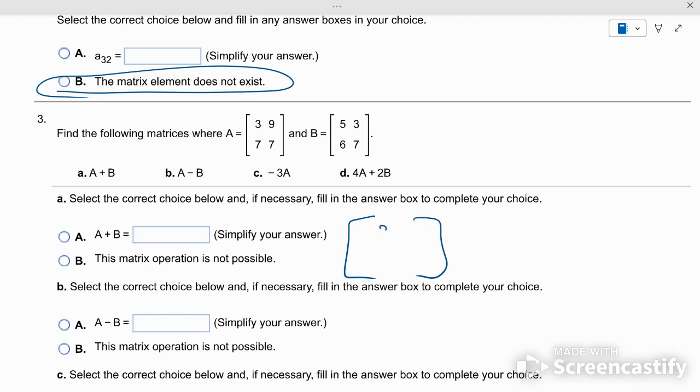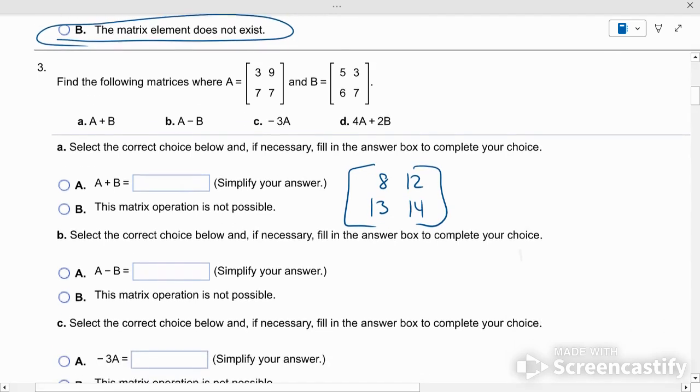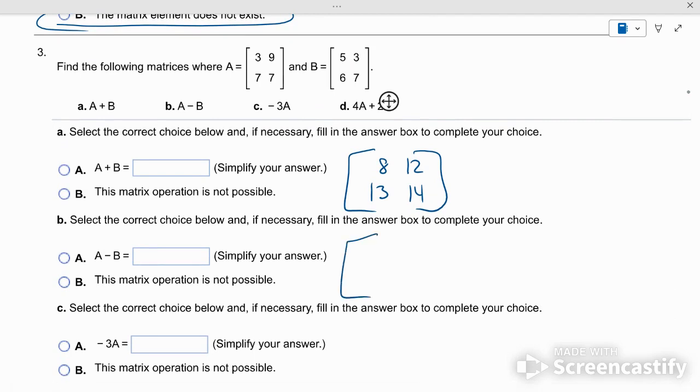So, 3 plus 5 is 8, 9 plus 3 is 12, 7 plus 6 is 13, 7 plus 7 is 14. We added them. Can we subtract them? Well, if we can add them, we better be able to subtract them. 3 minus 5 is negative 2. 9 minus 3 is 6. 7 minus 6 is 1. 7 minus 7 is 0.